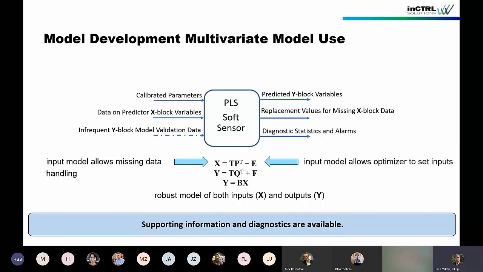And what this allows you to do is to apply various missing data handling techniques to account for any gaps or faults in the input data, but it also allows an optimizer to make use of the correlations that you get out of that to set reasonable values for meeting, in this case, a cake concentration.